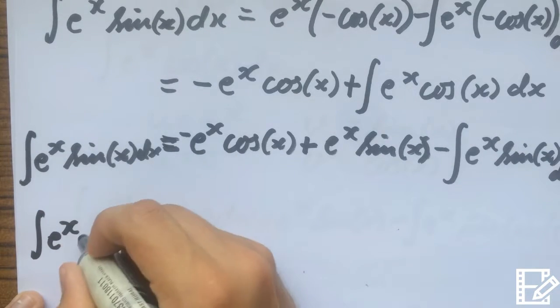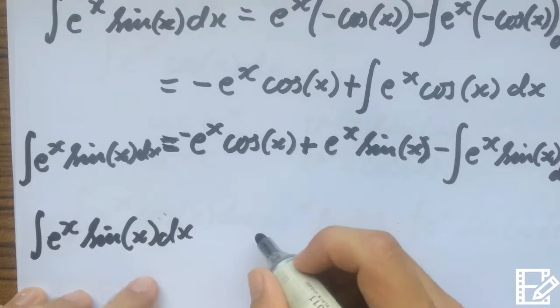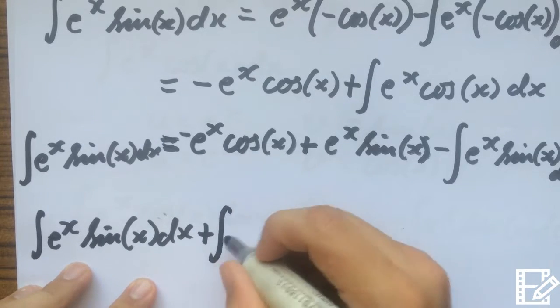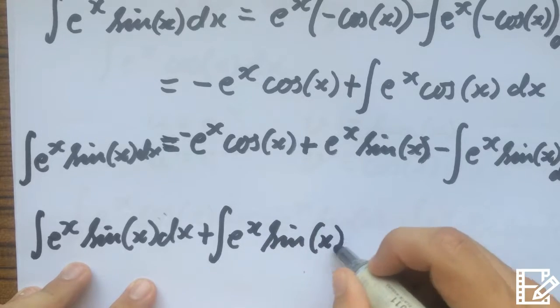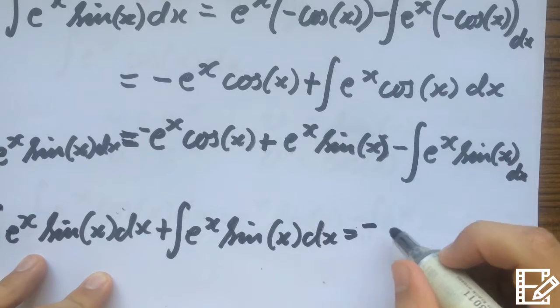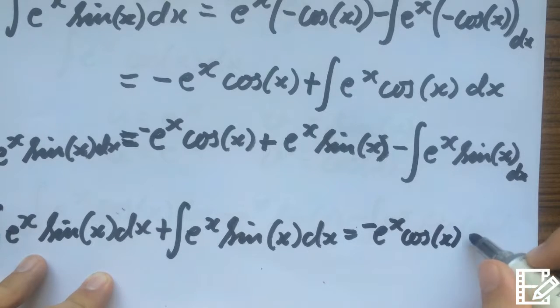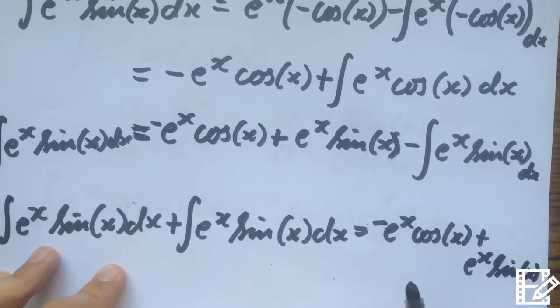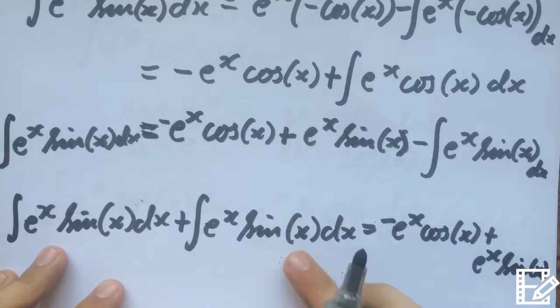Let's do that. So the integral of e to the x sin x dx plus the integral of e to the x sin x dx equals negative e to the x cos x plus e to the x sin x. Okay, I hope I didn't confuse you, but what I did was I just added that onto the other side. See?